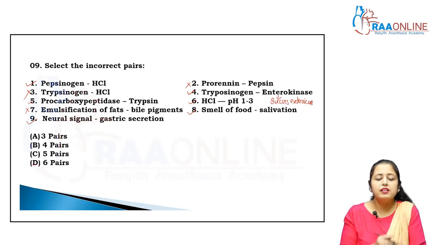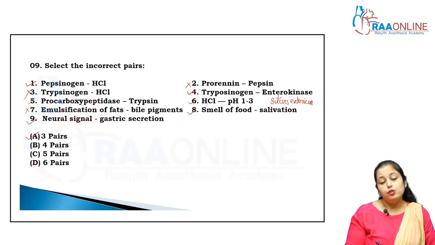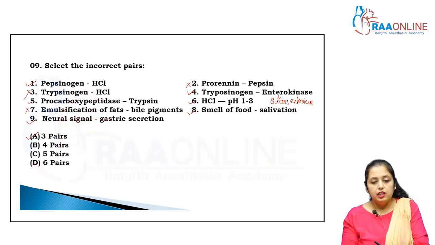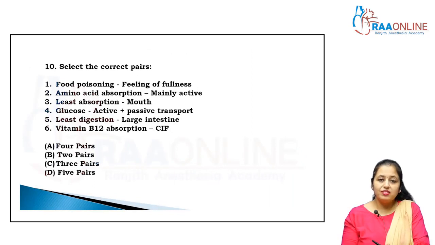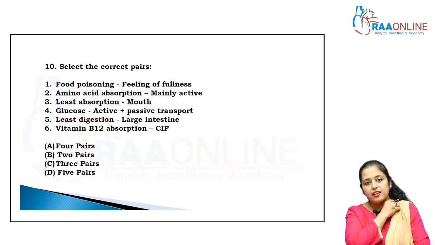So how many pairs are incorrect in that question? That is prorenin, 1, 2 and 3. So the correct answer is 3. To solve the question, you have to correlate all the information with the related questions. This is the best method to solve the question errorless.